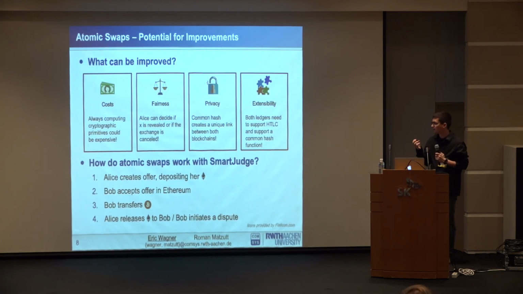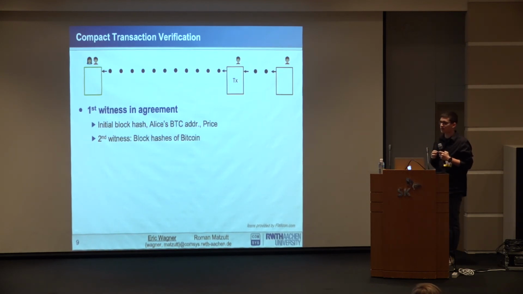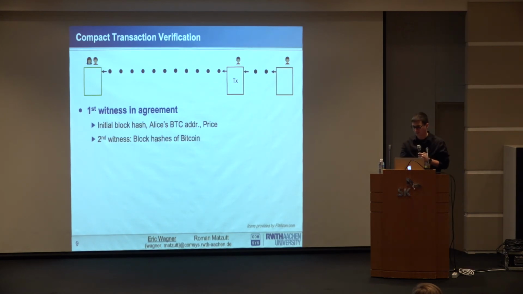Alice is going to ask for a payment from Bob, and then Bob accepts that he wants to do this exchange. Then Bob transfers his Bitcoins, and then Alice can just release the Ether in the good case. And if one party says there's something going wrong right now, we can initialize this dispute and decide who wasn't doing what he was supposed to. And here we actually have to verify that this Bitcoin transaction happened and is on the Ethereum blockchain. Ethereum cannot interact with Bitcoin directly, so we have to do this compactly so that we do not blow up costs.